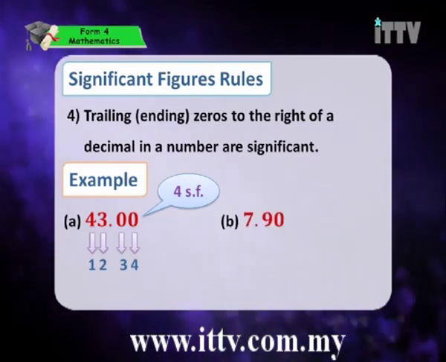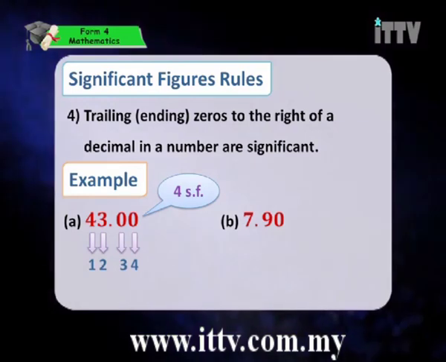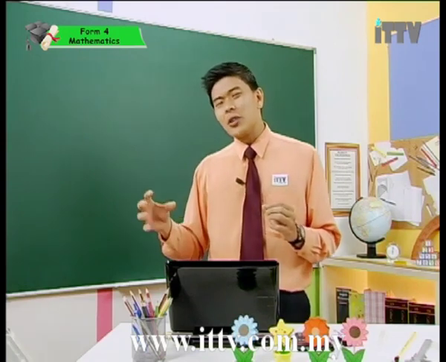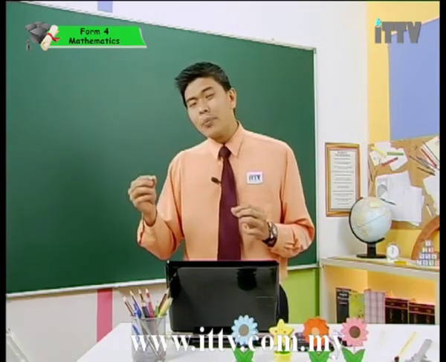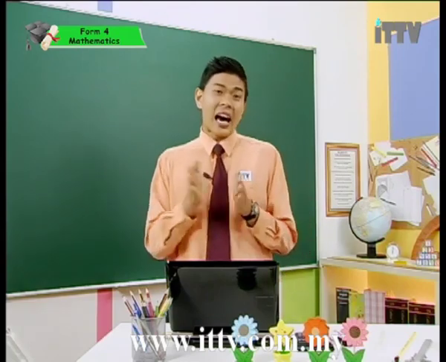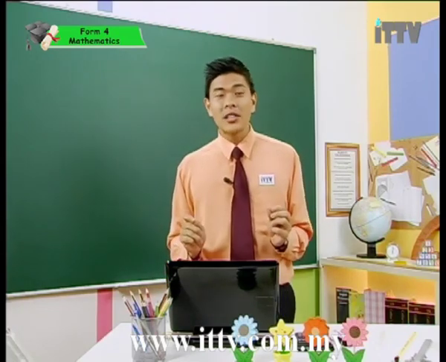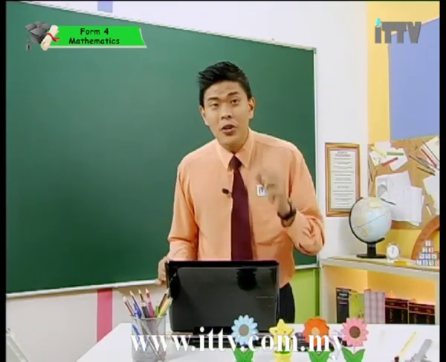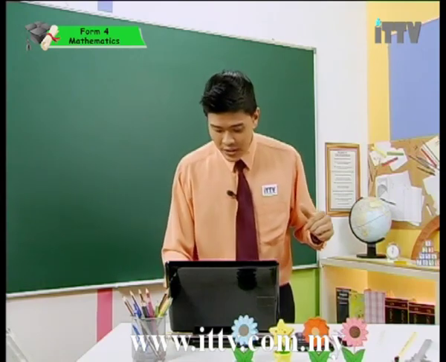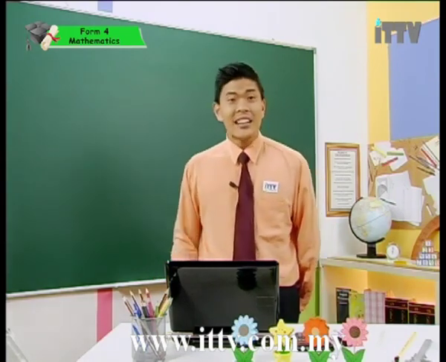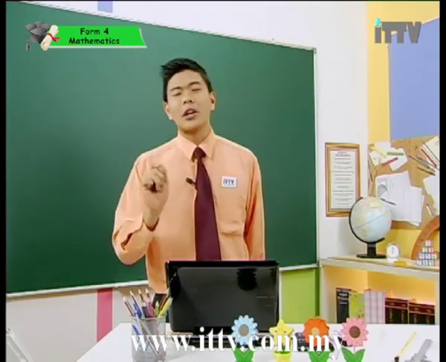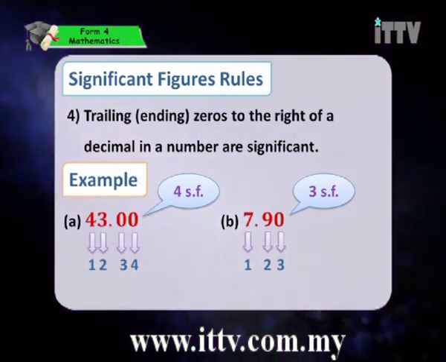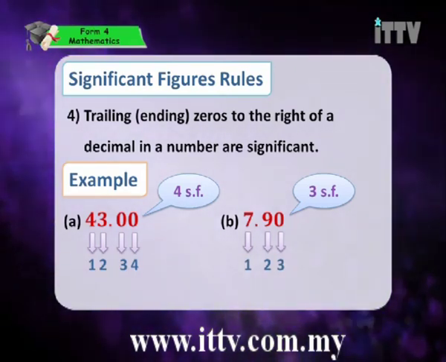Let's look at another example. 7.90. I'm sure you know what a trailing zero is. It is always the 0 at the last. Alright, if the 0 is always at the last and that number is a point and the 0 is after the point, it is always called a trailing zero and it is significant. So 7.90, how many do you think? There are 3 significant figures. So apart from 7 and 9, that 0 also is, because it is a trailing zero. So this number has 3 significant figures, or 3 SF if you want to write it in abbreviations.